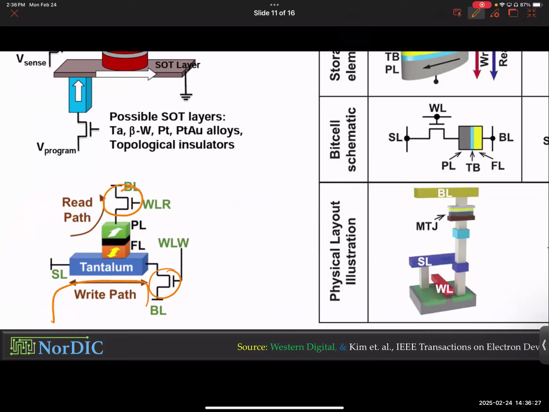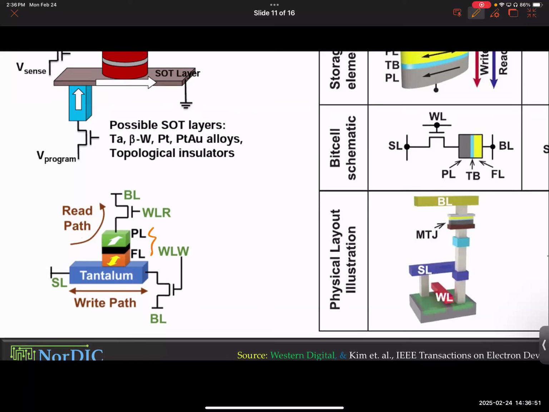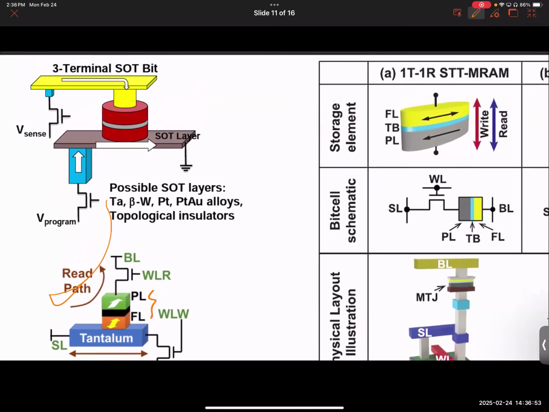You have a write path. This is your write path. This is your read path. I'll start with the read path because you can easily relate to it. You have a transistor, a magnetic tunnel junction, and a source line. Is it not like an STT-MRAM? Basically, an STT-MRAM. You still use the same concept. When the magnetic tunnel junction has parallel magnetization, low resistance; anti-parallel, high resistance. You sense the current difference. That's how you read. Same concept.